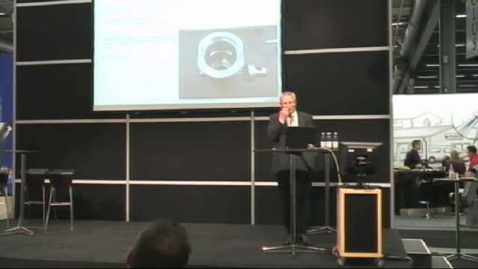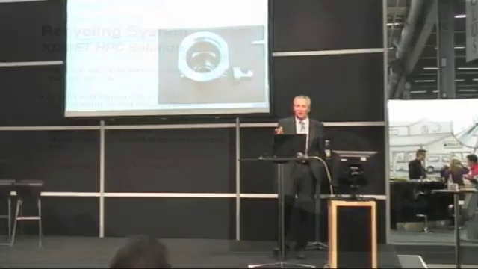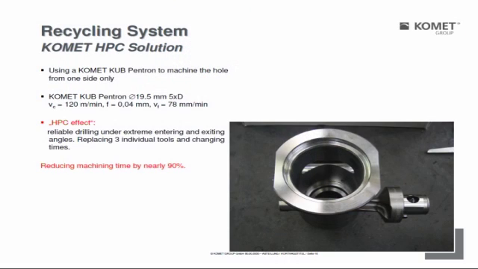So when we changed this from milling into drilling, only from one side, with a dia 19.5, 120 meters, 0.04 feed. So it's not so much feed, but it makes the drilling a stable process. And the HPC effect: we save 3 tools, and we are reducing the machining time by nearly 90%. So 100 minutes before, we now do all the holes in roughly 10 minutes.